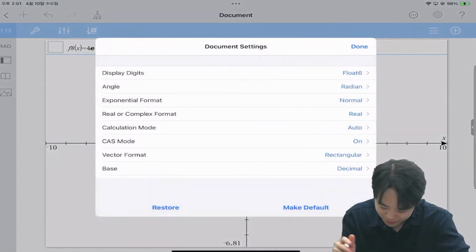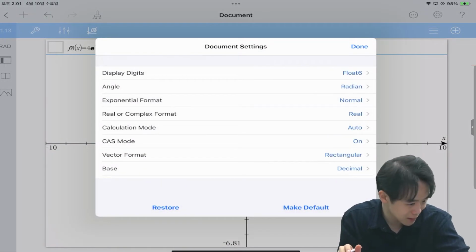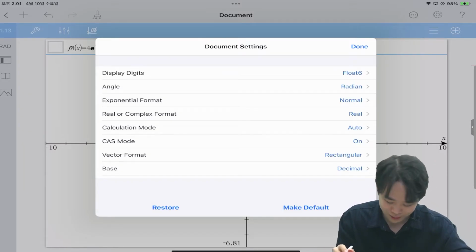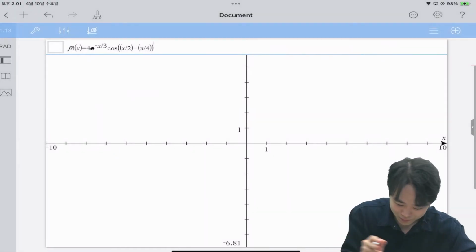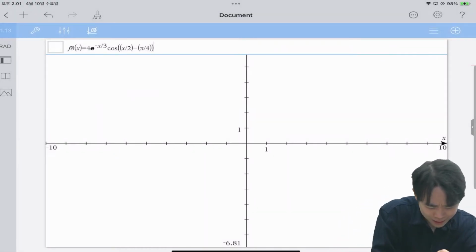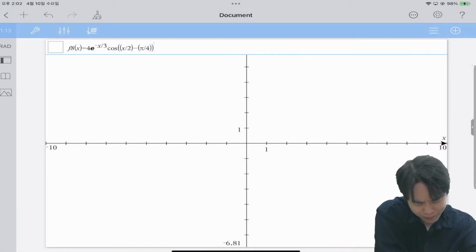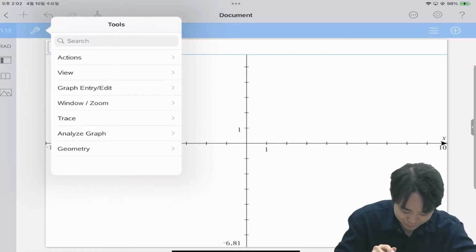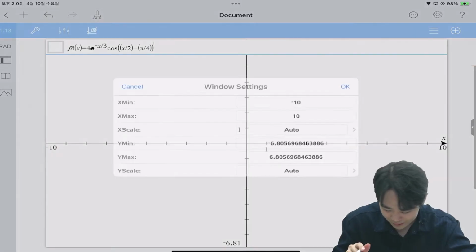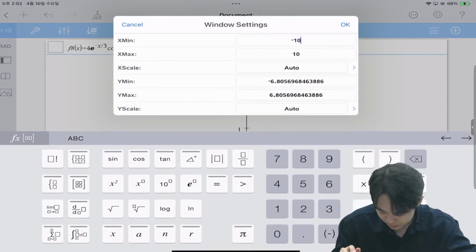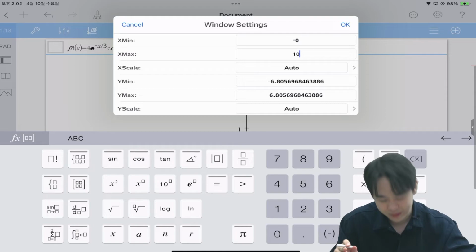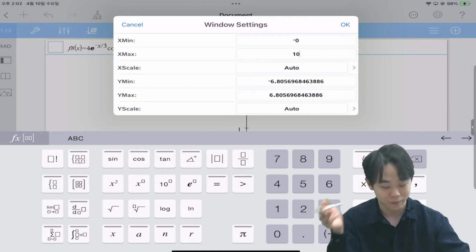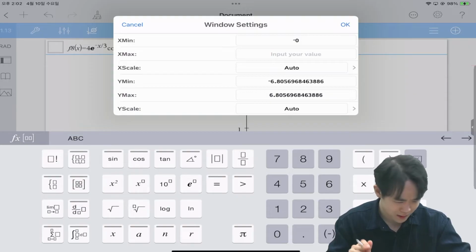Also, I want to make sure that my units are in radians, because unless the problem says deal with degrees, it's always radians. That's the default. And we know that our graph is from 0 to 4 pi, right? Because time goes from 0 to 4 pi. So I'm just going to preemptively select my window settings to 0 to 4 pi. So 4 pi is roughly 12.56. It's 3.14 times 4. So I'm just going to write it maybe up to 13.